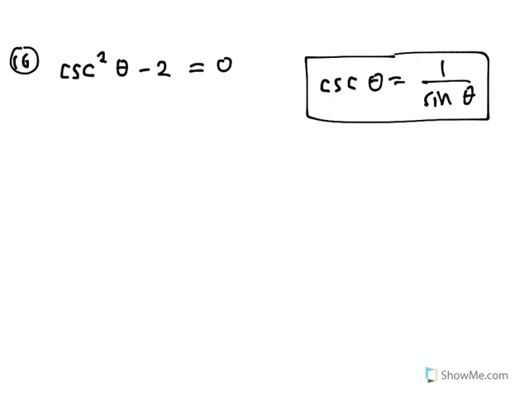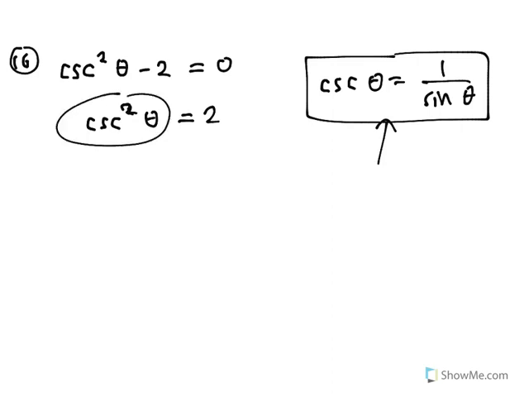So that's just something for us to remember. So you want to begin by isolating the trigonometric expression. So we will add 2 to both sides of the equation. So we have cosecant squared theta is equal to 2. Now remember, cosecant of theta is equal to 1 over sine of theta.